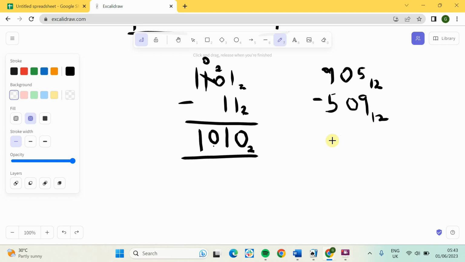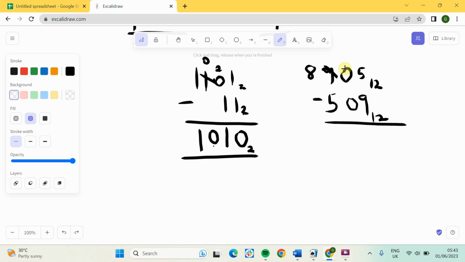Also in base 12. Now, 5 cannot subtract 9, so I have to borrow. Now this one has 0, so I can't borrow from this one. So I have to come to this guy. When I borrow from this guy, what do I have? I will have 8, right?